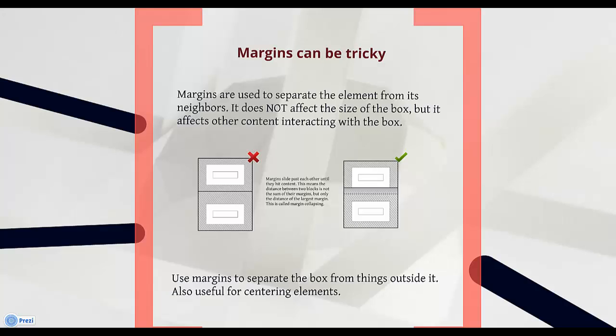Now, actually getting down to the margins. Okay, margins are just used to separate elements from neighbors. This does not actually affect the size of the box that we just created, but it's going to affect everything around it. So if your margin is too large and you have a content block right next to it, it could push it off of the page, it could cut it off, it could push it down to the next line below it.